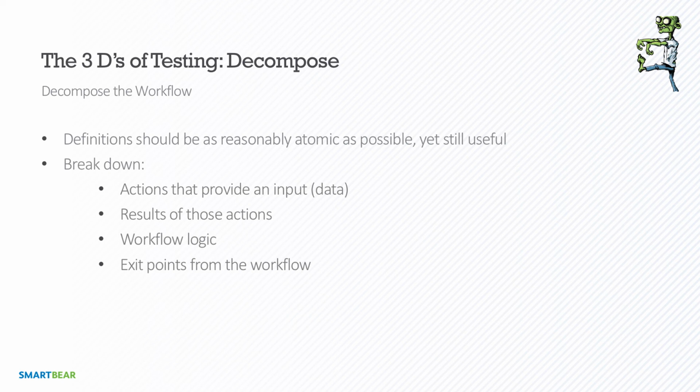Well, individual actions, especially ones that provide an input, the results of those actions, the logic between them, and then what a lot of people forget is the exit points, because you almost always have more than one. And this is all a little bit of art, because you do need to know the application under test a bit. Those exit points, though, are going to be very important when we stitch one workflow to other workflows.